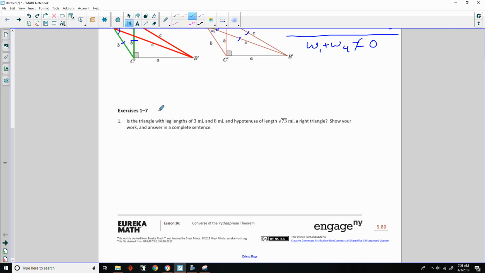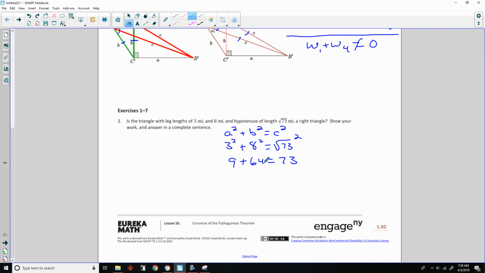7. Is the triangle with leg lengths of 3 miles and 8 miles and a hypotenuse of length square root of 73 miles a right triangle? Show your work and answer in a complete sentence. So I would write A squared plus B squared equals C squared. 3 squared plus 8 squared equals the square root of 73 squared. Well, 3 squared is 9, 8 squared is 64, and the square root of 73 squared is 73.